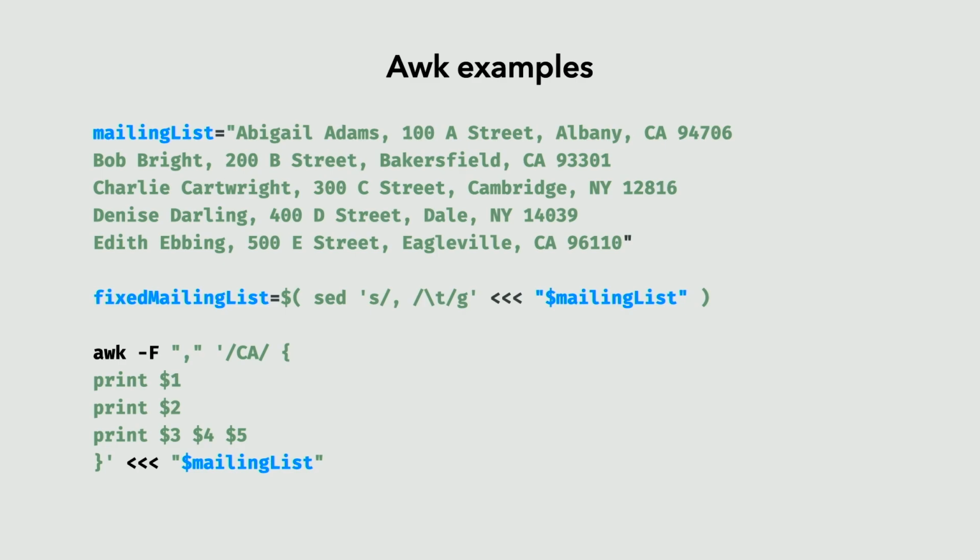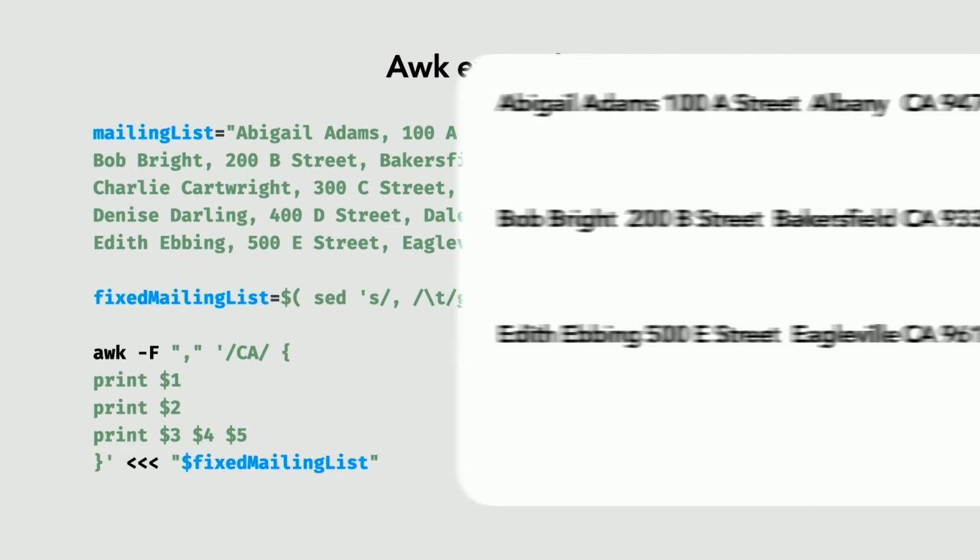I'm using a here string to input my mailing list variable into my Sed statement, and then I'm taking the entire results and putting them into a new variable called fixed mailing list. For my awk statement, I have to change my here string to use the fixed mailing list variable that I just created. Now, I'm not going to change anything else yet. I want to see what happens.